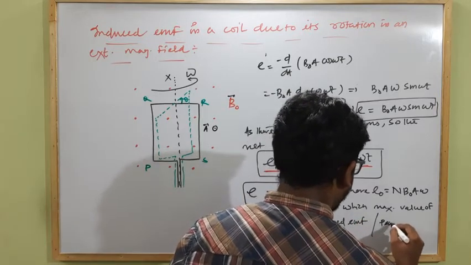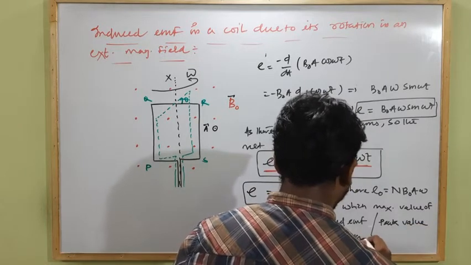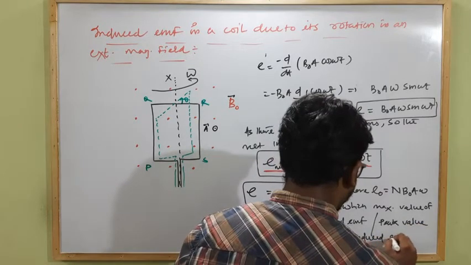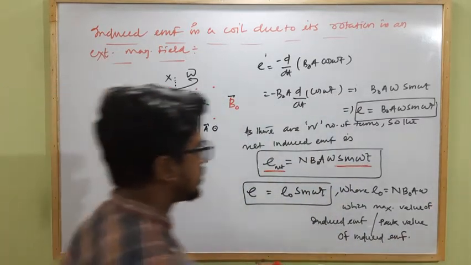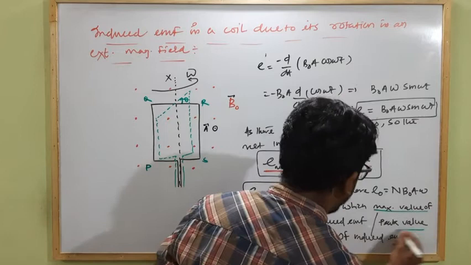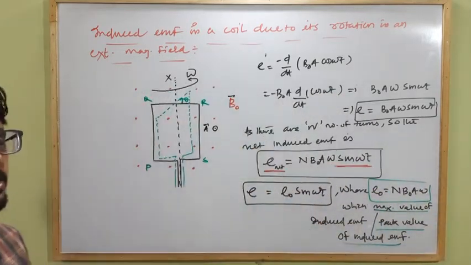or peak value of induced EMF. Clear? You have to remember this. E naught is the maximum value or peak value of induced EMF, whose value is equal to n B naught A omega, as we already discussed initially.